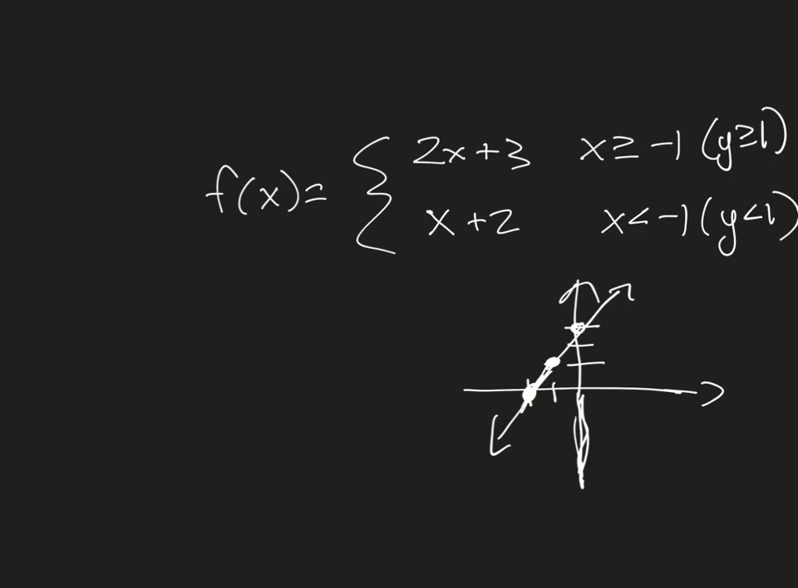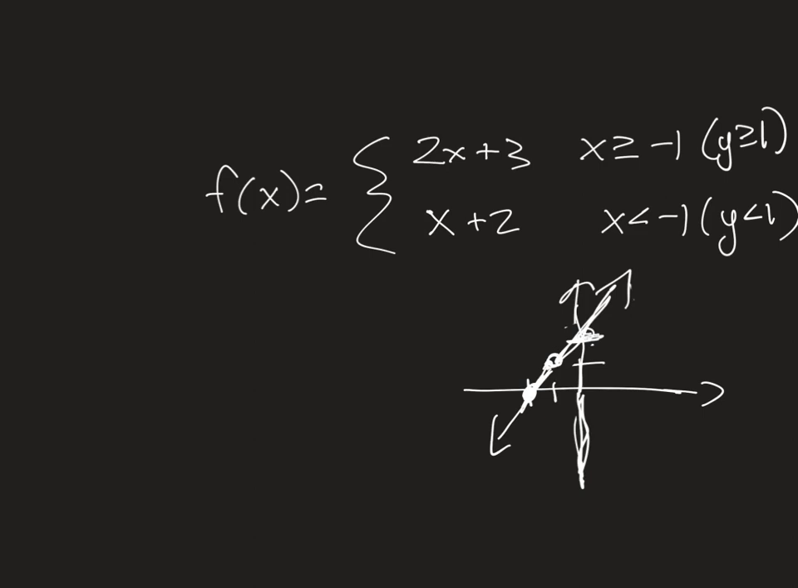Okay, and this first graph should be a little bit steeper than what I drew. Again, 1, 1, and it should look a little bit steeper than the other. It's hard to tell, they have different slopes. The 2x plus 3 should look steeper than the x plus 2. It shouldn't look like one continuous line.